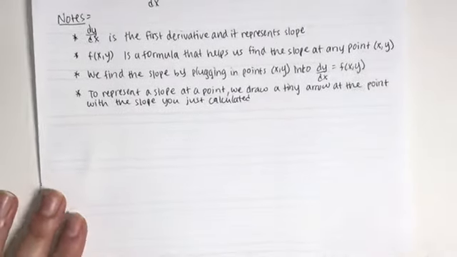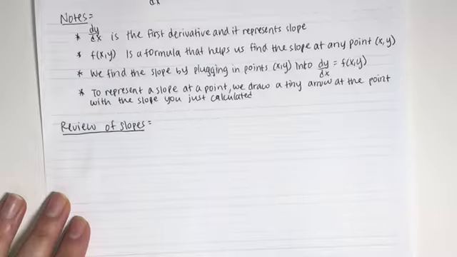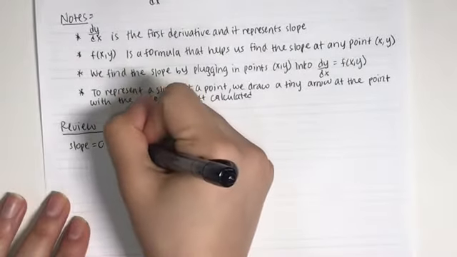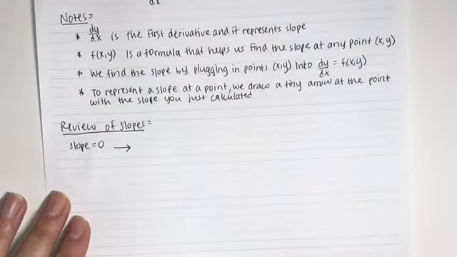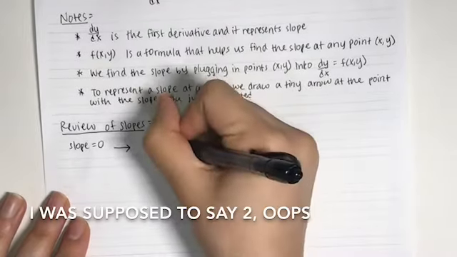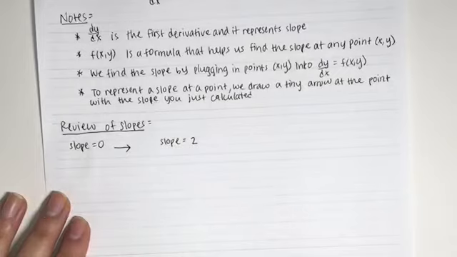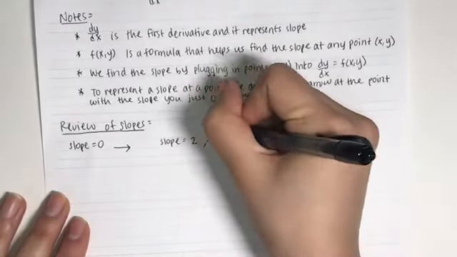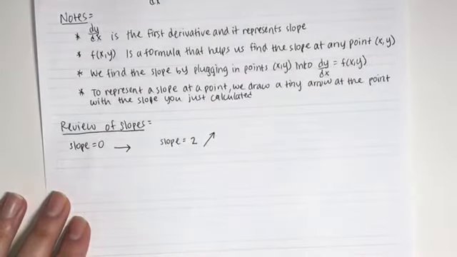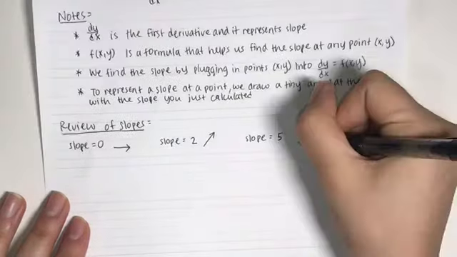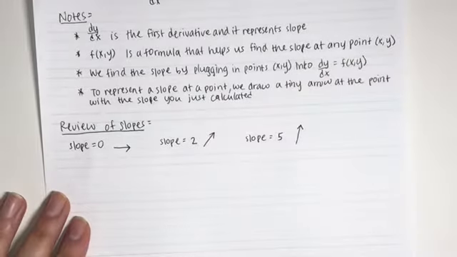Let's do a quick review of slope. If we were to have an arrow with a slope of 0, what would that arrow look like? Well, we know that a slope of 0 is a horizontal line. Let's say that the slope is 3. Well, we know that a slope of 3 is steeper than 0, so we just make our arrow more steep with a positive slope since it's positive 3. And then if you have a slope of 5, we just make this arrow even steeper than the slope of 3.